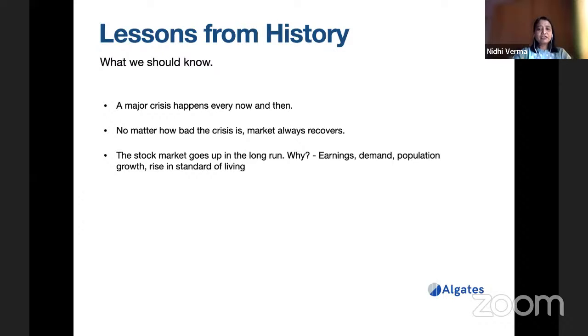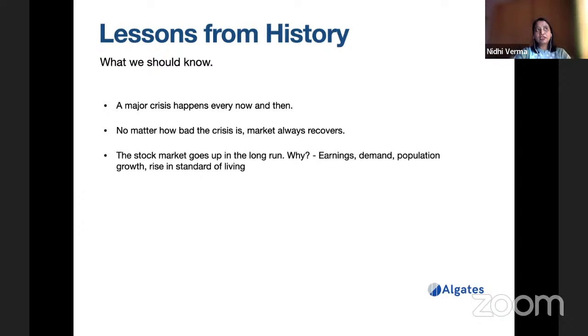So then we see that market always recovers. How much ever bad the crisis is, the market has always recovered. And another interesting point here is that the recovery time taken by the market, the time to recover from the lowest point, from the bottom, is becoming shorter and shorter with progress of time.